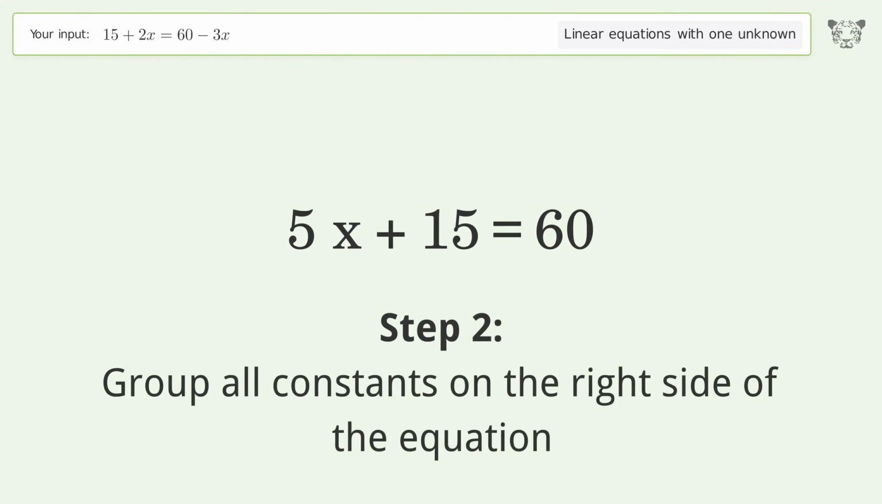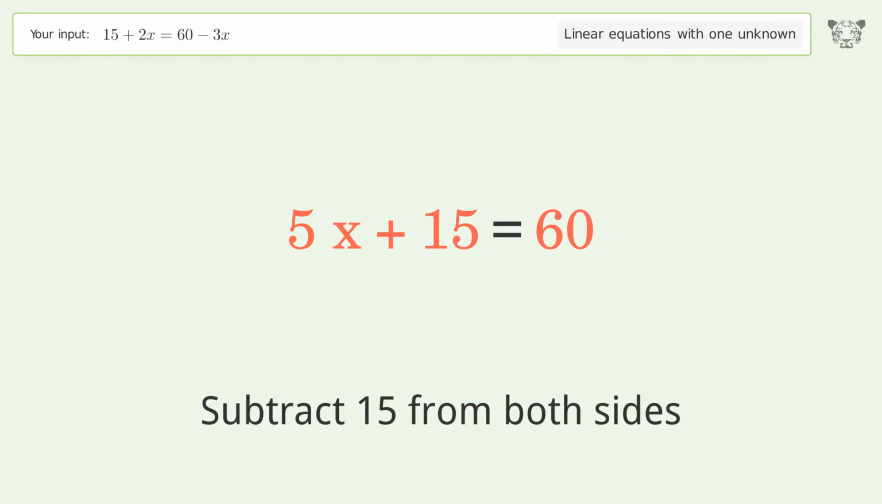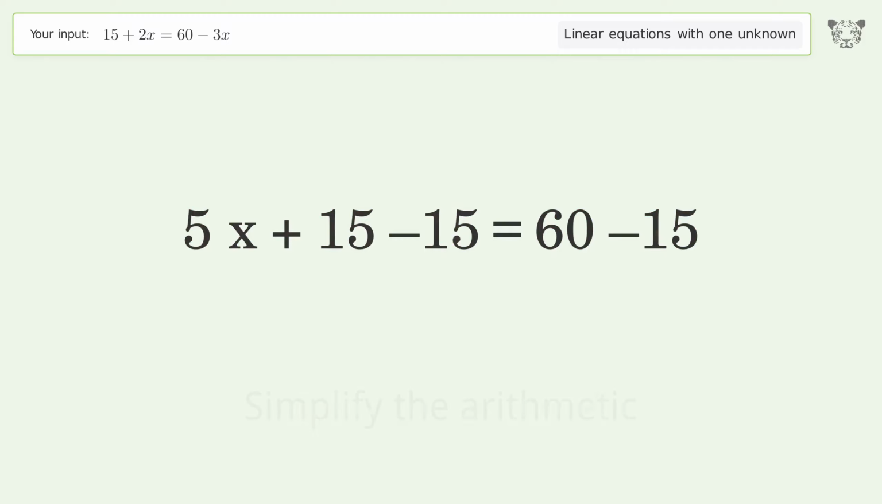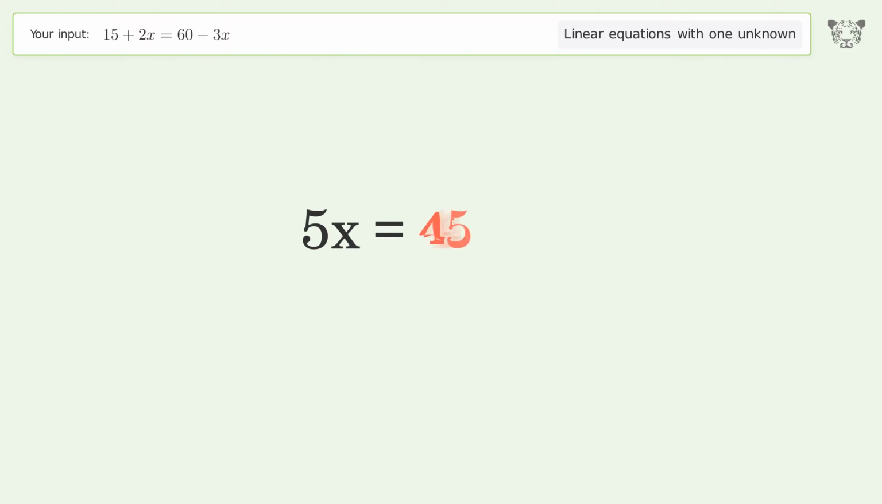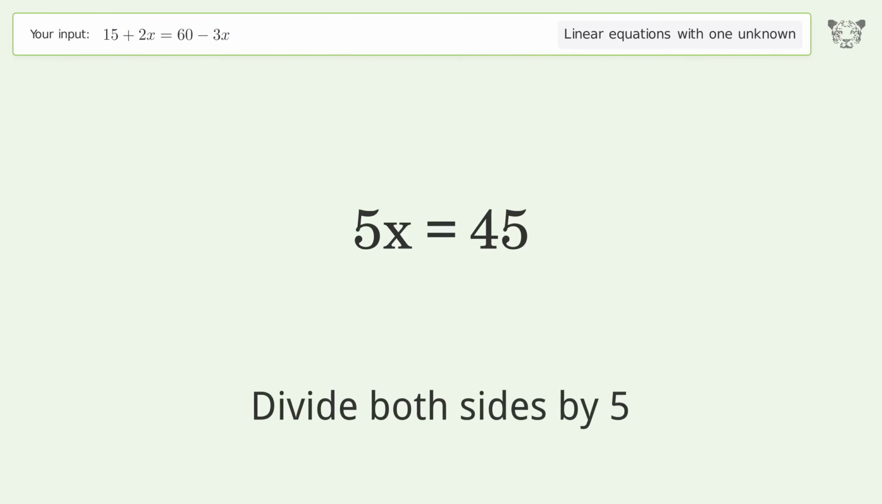Group all constants on the right side of the equation. Subtract 15 from both sides. Simplify the arithmetic. Isolate the x. Divide both sides by 5.